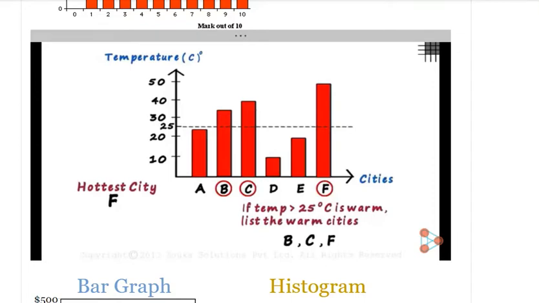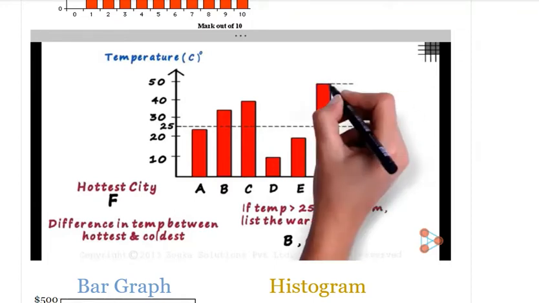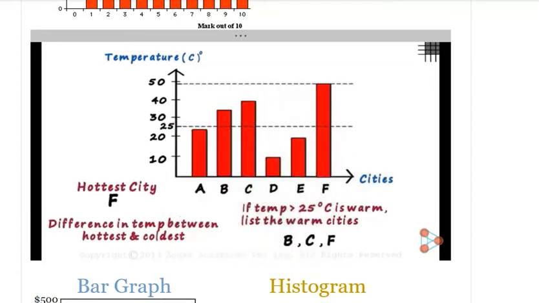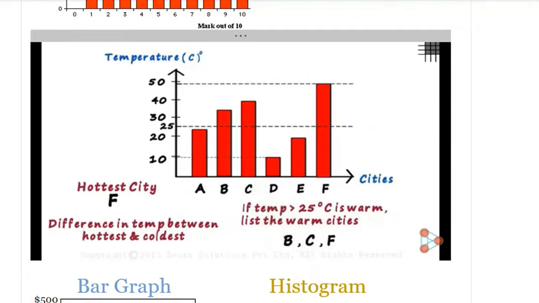Here's the last one. What is the difference in temperatures between the hottest and the coldest cities? The temperature of the hottest city is approximately 48 degrees Celsius, and the temperature of the coldest city is around 9 degrees Celsius. So the answer is 48 minus 9, which will equal 39 degrees Celsius. Apart from helping us answer such questions, the most important way in which the bar graph helps us is that just by looking at it, we get an idea about each of the categories.